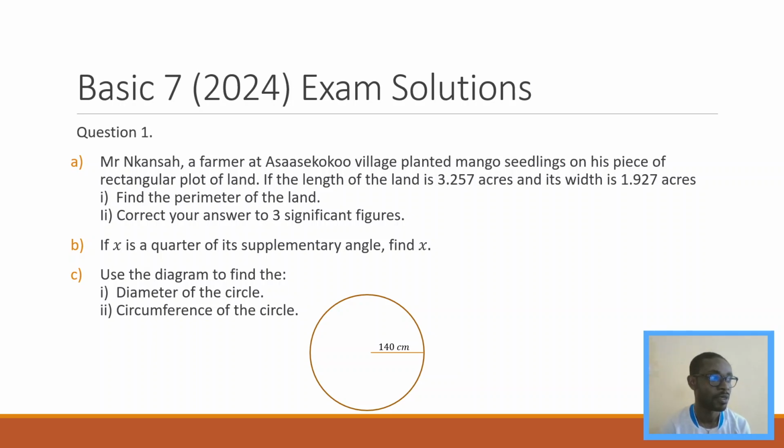B. If x is a quarter of its supplementary angle, find x. And C. Use the diagram to find the diameter of the circle. II, the circumference of the circle.